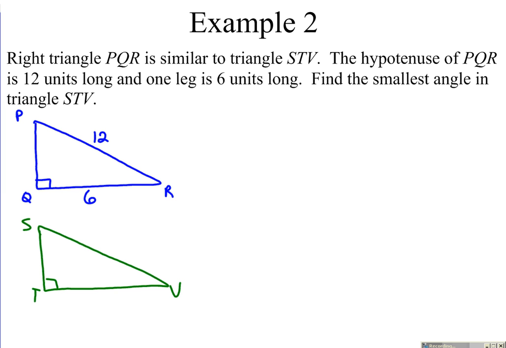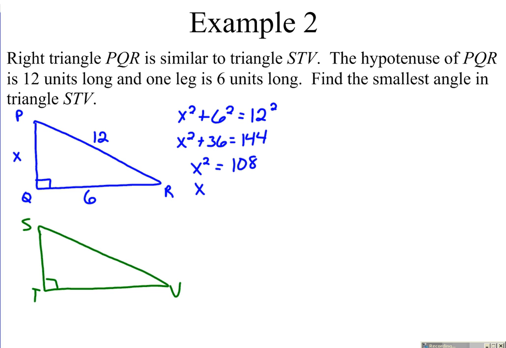Well, we know that these two triangles are similar. So in the top one here that's drawn in blue, we can find that third side right away by using Pythagorean Theorem. So let's go ahead and do that. If I use Pythagorean Theorem there, let's call this missing side X. X squared plus 6 squared equals 12 squared. Subtract the 36 over, you get 108.